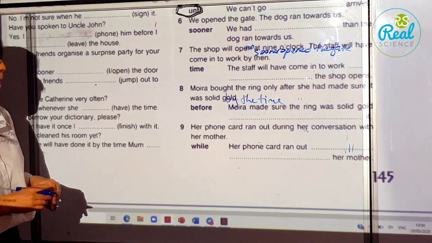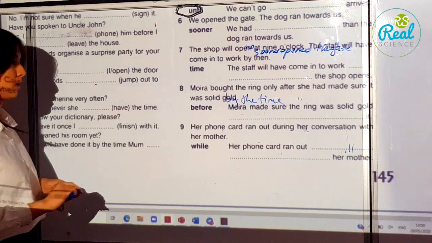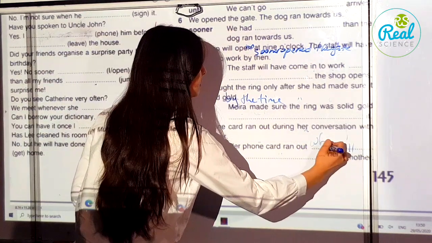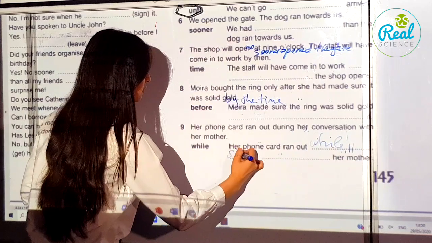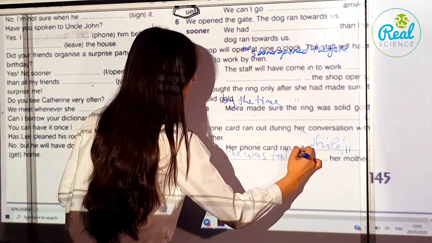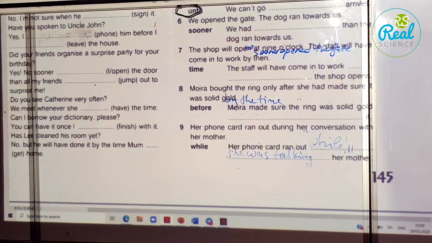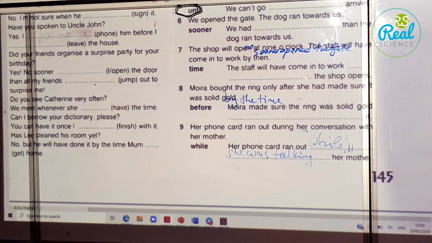Your phone card ran out all while he was talking to her mother. Very good. While she was talking. Nice. Very good. So now let's move to the next part.